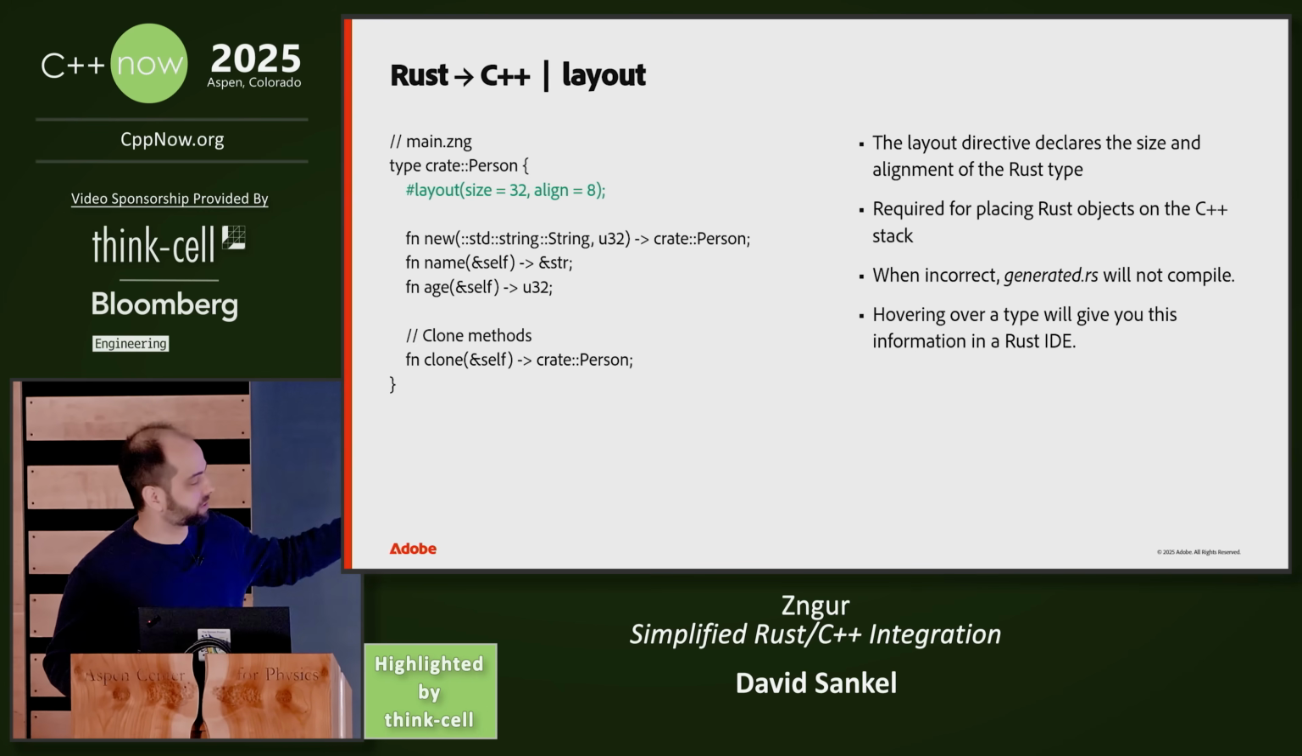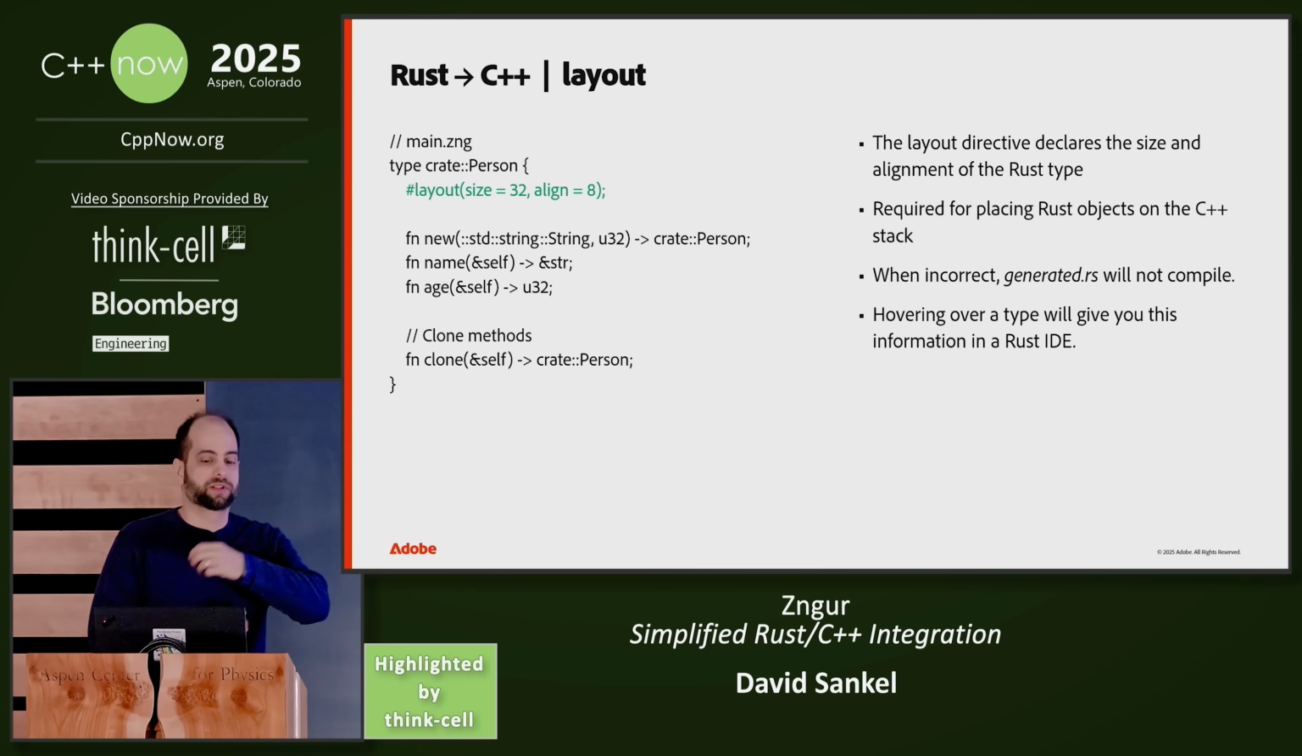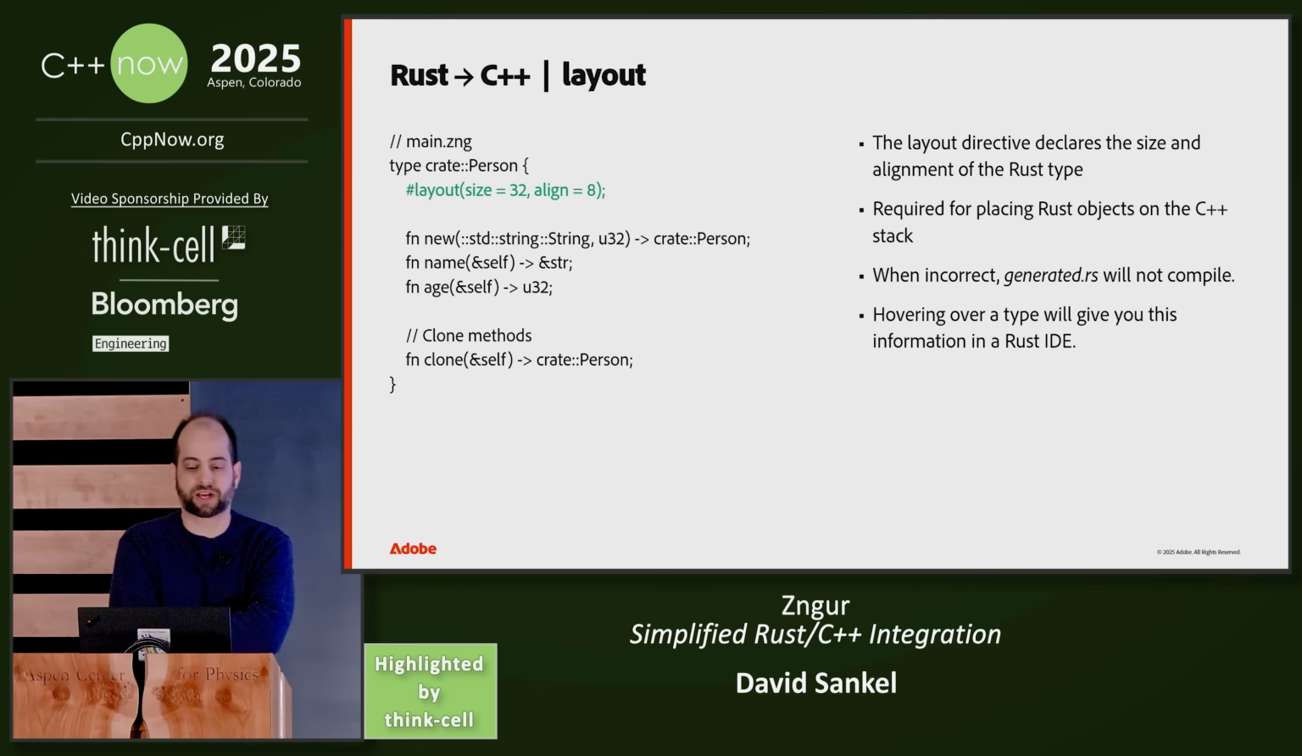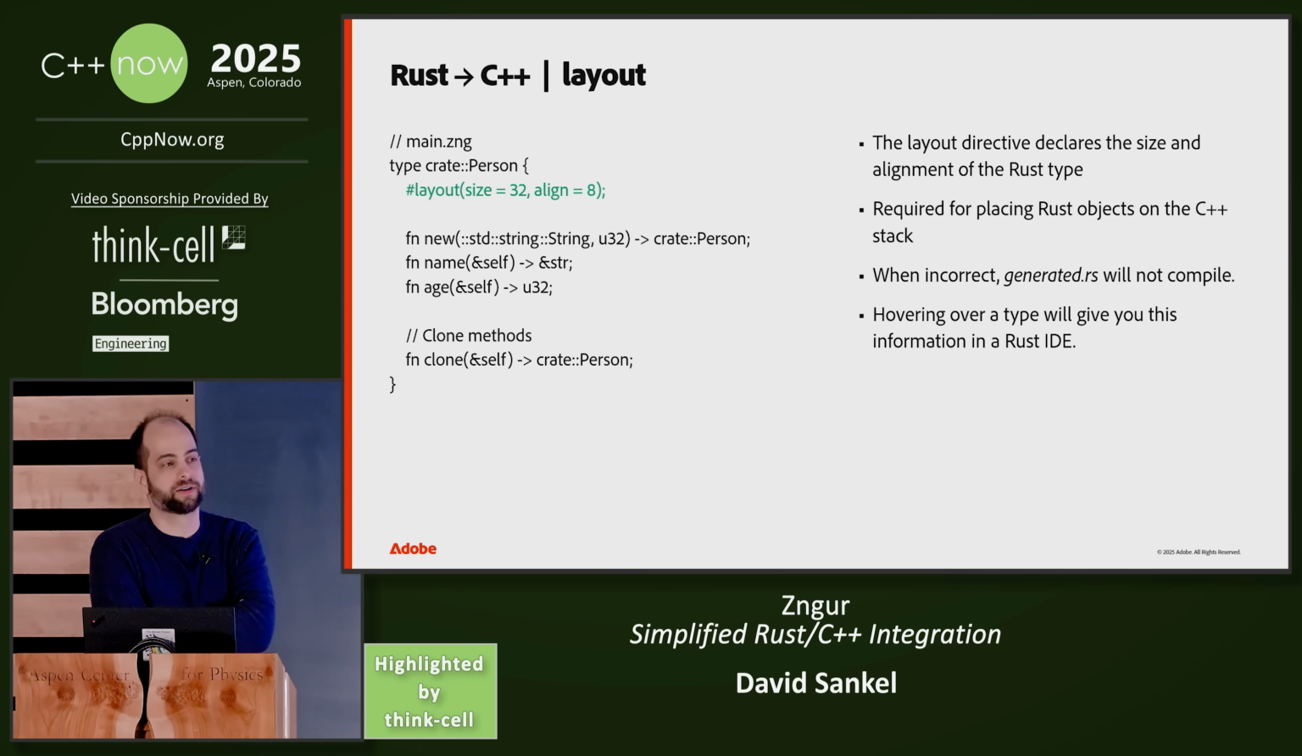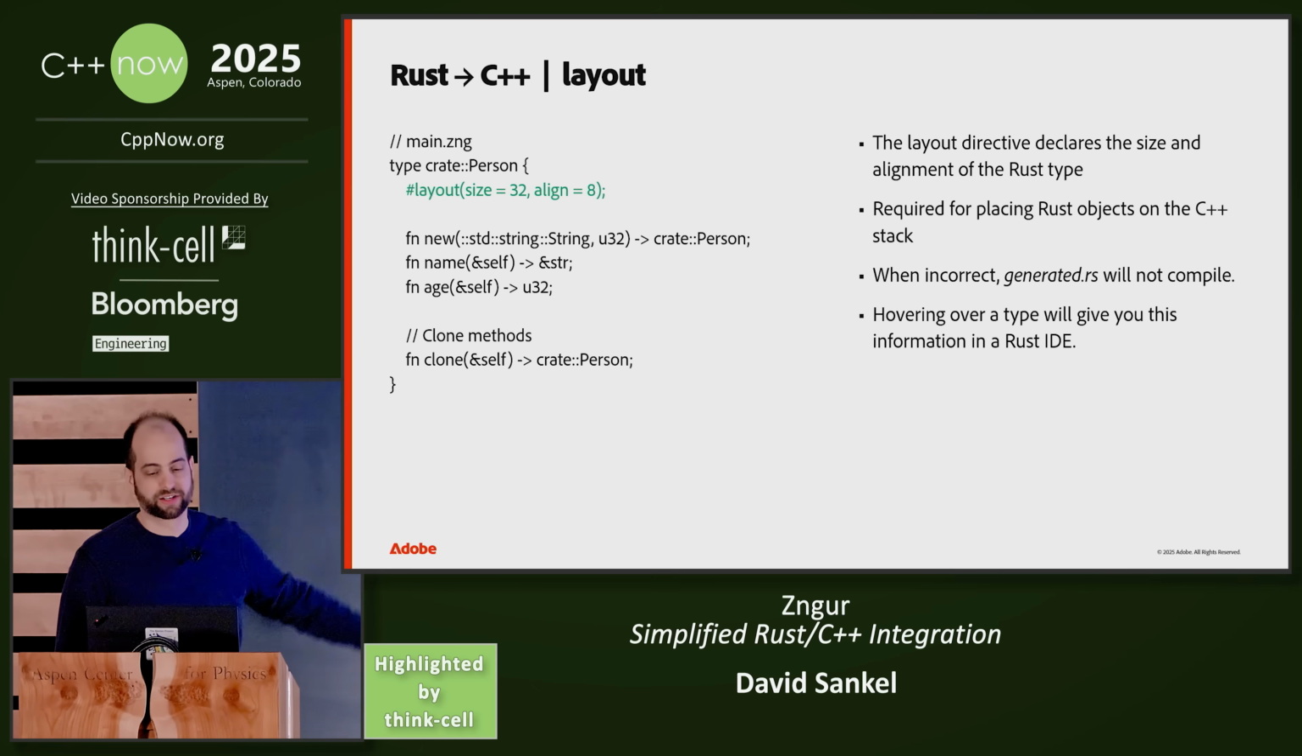Okay, so now this layout thing. What's up with that? So this is declaring the size and the alignment of the Rust type. If you're going to create a Rust type on the C++ stack, you need to know the size and the alignment. And the way that Zngur works is it's not parsing any Rust code. You just have what's in the .zng file. So this information needs to be provided.